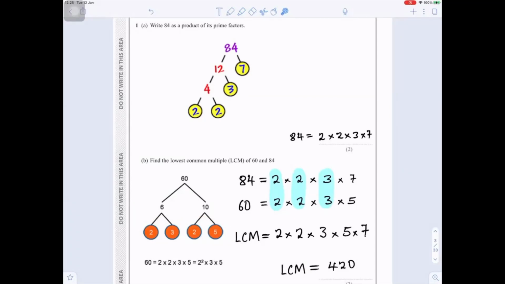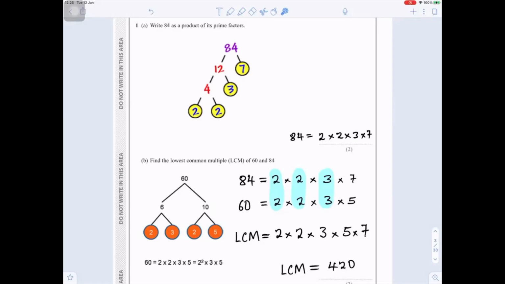Remember, you can get all these prime factors using the Casio calculator. You're allowed to use a calculator for paper 2, so the calculator will give you these numbers. You don't have to draw the factor tree. List all the prime factors for 84: 2 times 2 times 3 times 7. List the prime factors for 60: 2 times 2 times 3 times 5.